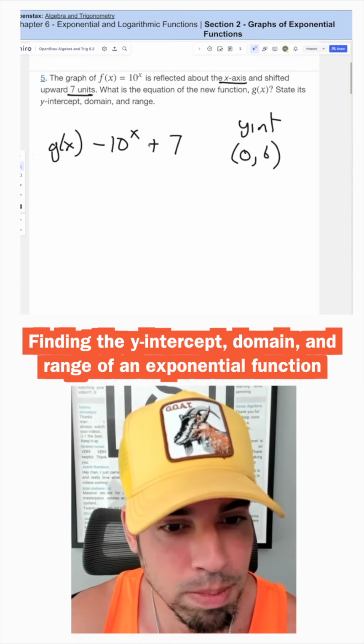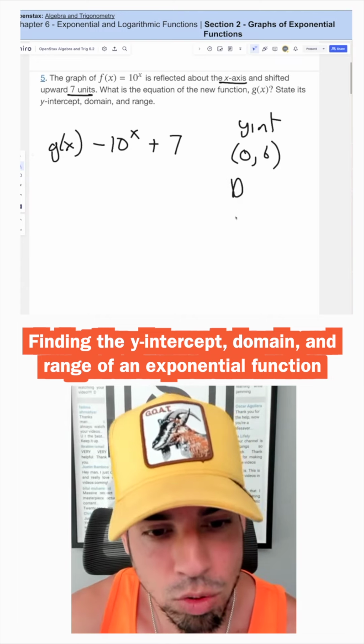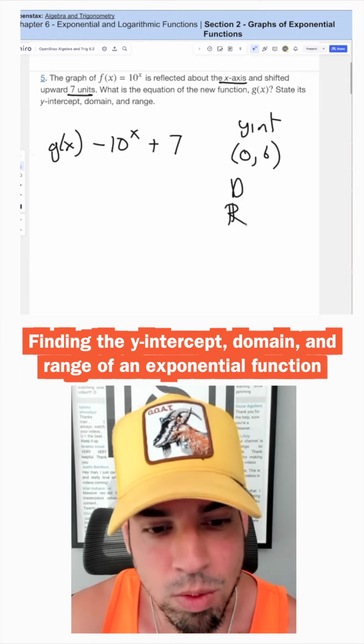Now if we're talking about domain, there's no restrictions for x. So domain can be all real numbers, okay? We can abbreviate it like that.